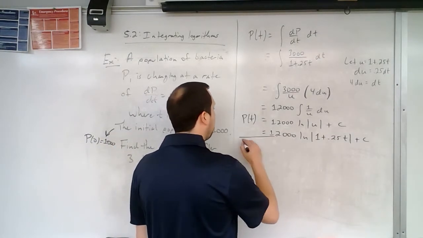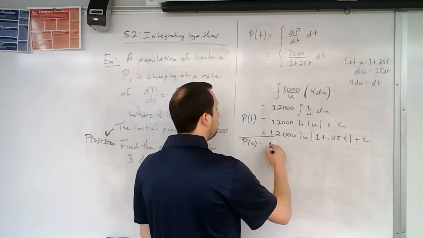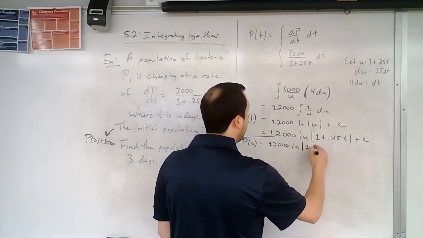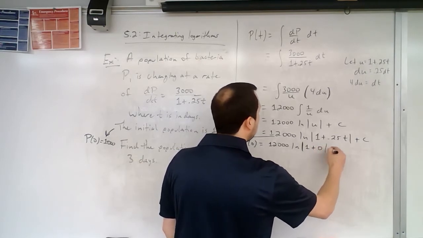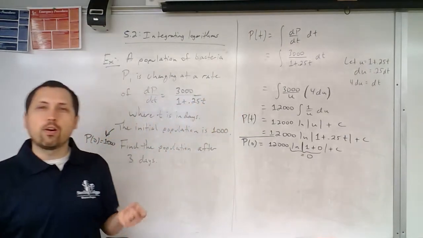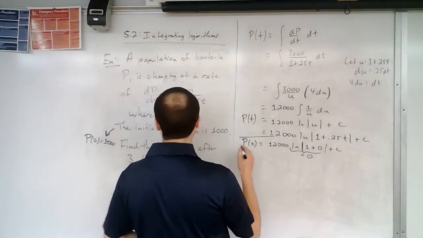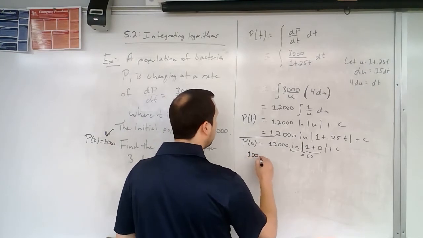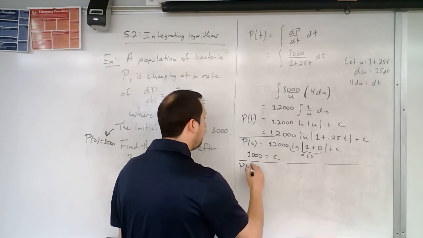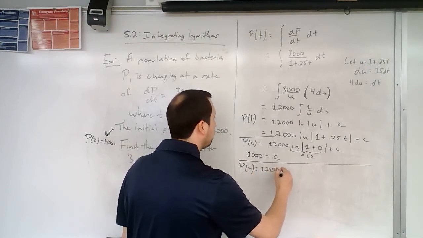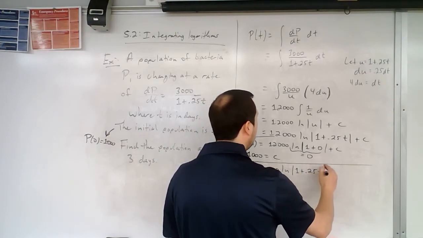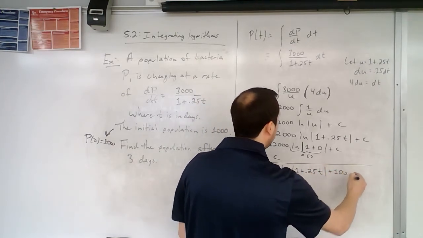If I know that P of 0 is equal to 12,000 natural log of the absolute value of 1 plus 0, plus c, natural log of 1 is 0. So I see that P of 0, which we said is 1,000, is equal to c. Plugging that in, my function P of t is equal to 12,000 natural log of the absolute value of 1 plus 0.25t, plus 1,000.